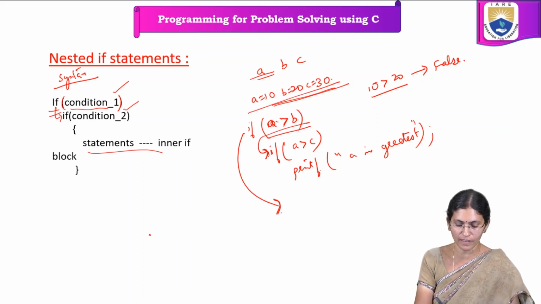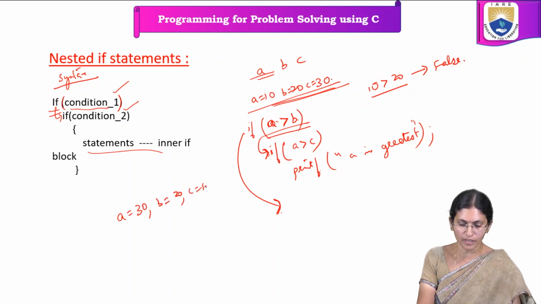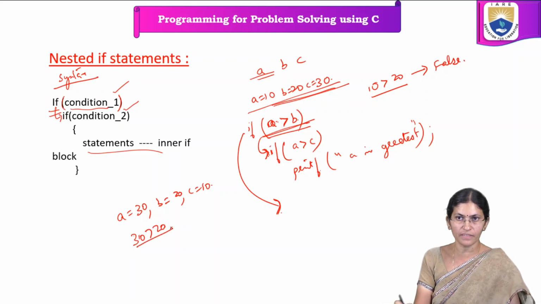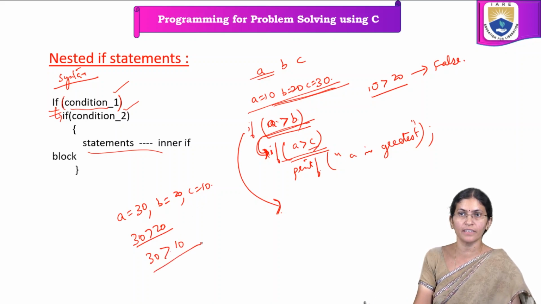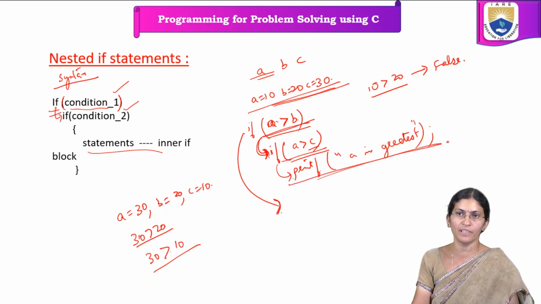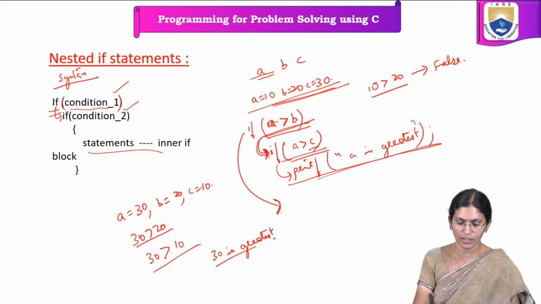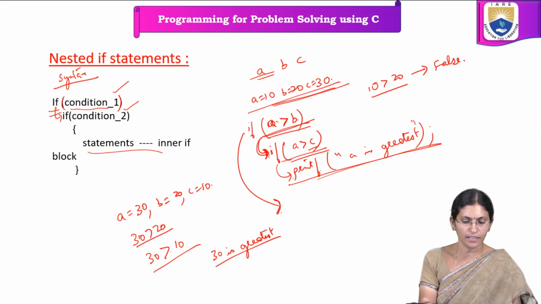So if we give another set of values, A is equal to 30, B is equal to 20 and C is equal to 10. In this case, it will compare 30 greater than 20. So 30 is greater than 20, that means it is true. Now the control is transferred to the inner if. It will check the inner if condition. So here also 30 is greater than C. C here is 10. 30 is also greater than 10. Now it will go to the inner printf statement and this printf statement will be printed. So that is 30 is the greatest of all the numbers. In this way we can understand nested if statements.